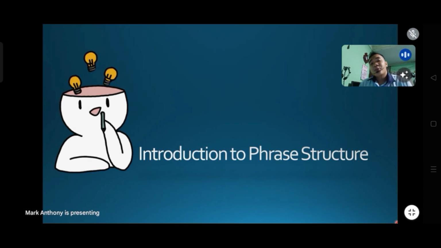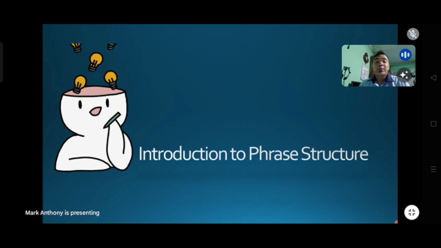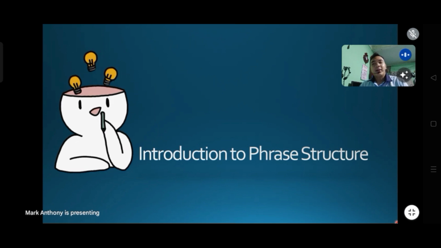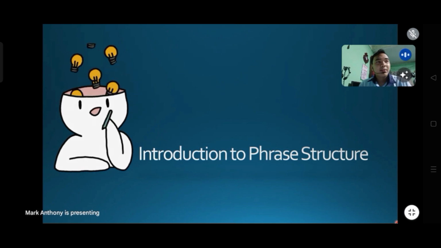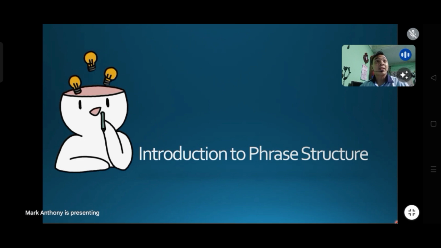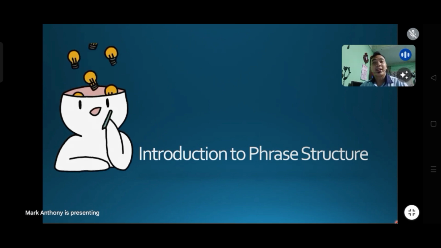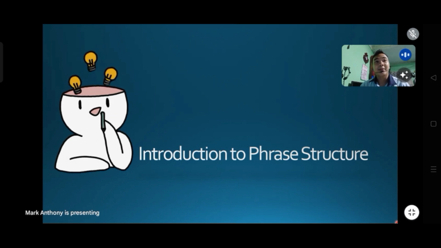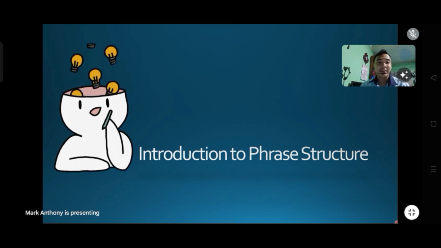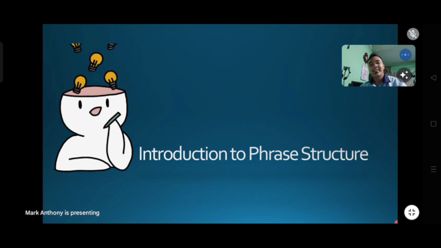Well, phrase structure is perhaps one of the most complex topics in linguistics, but we're here today to discuss it as well as to dissect it, so that you'll be able to understand it bit by bit and you'll find it easy to understand. So without further ado, let's begin.